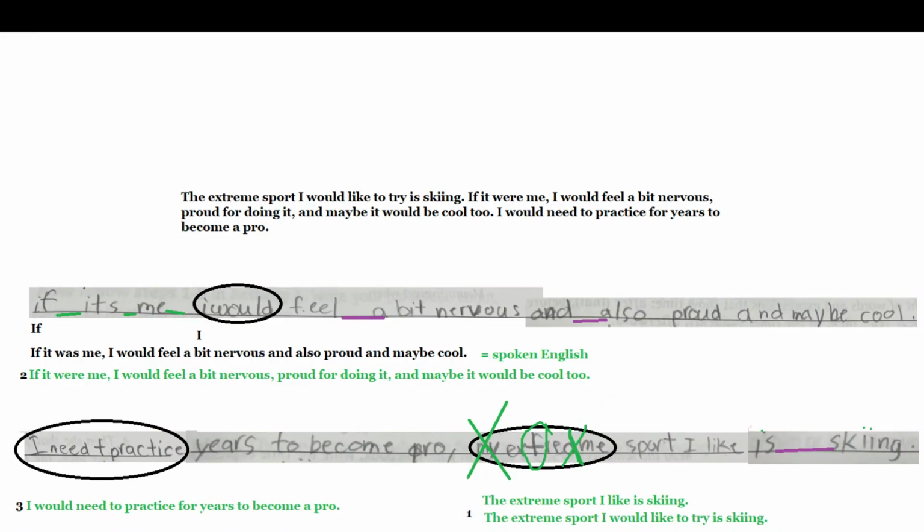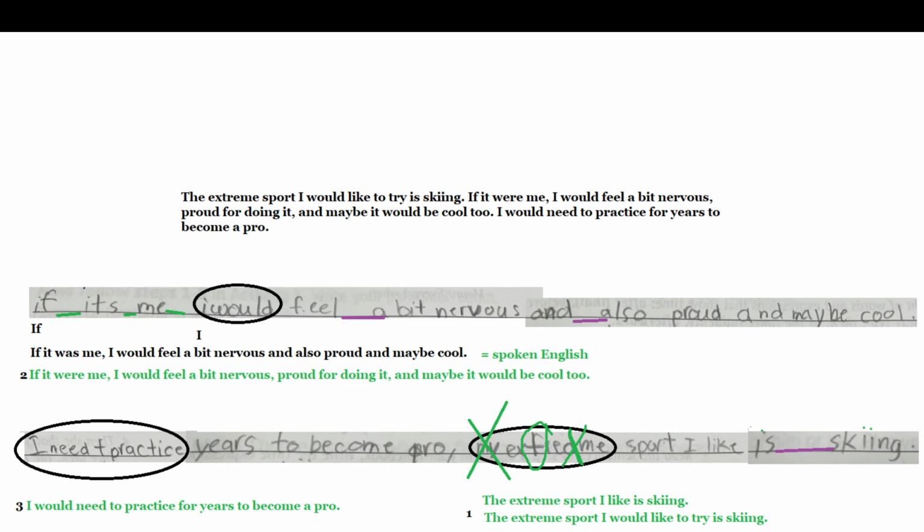If you said, number 1, the extreme sport I would like to try is skiing, that's right, because you want to introduce or tell me what extreme sport you're going to be talking about. Number 2, now you want to say something about this extreme sport, giving your opinion. If it were me, I would feel a bit nervous, proud for doing it, and maybe it would be cool too. Now remember, he's talking to someone else. So remember that he's talking to a partner. So this sentence is okay because they are comparing notes. And this is what he wrote.